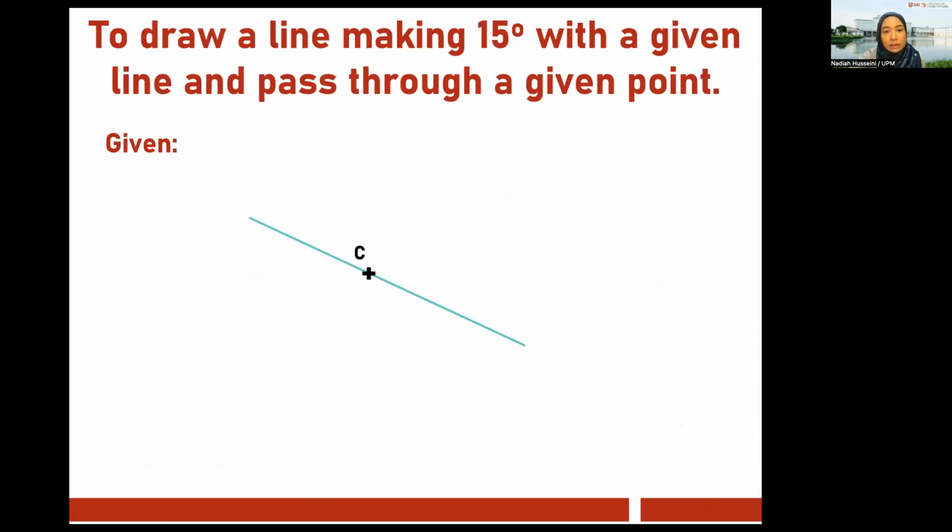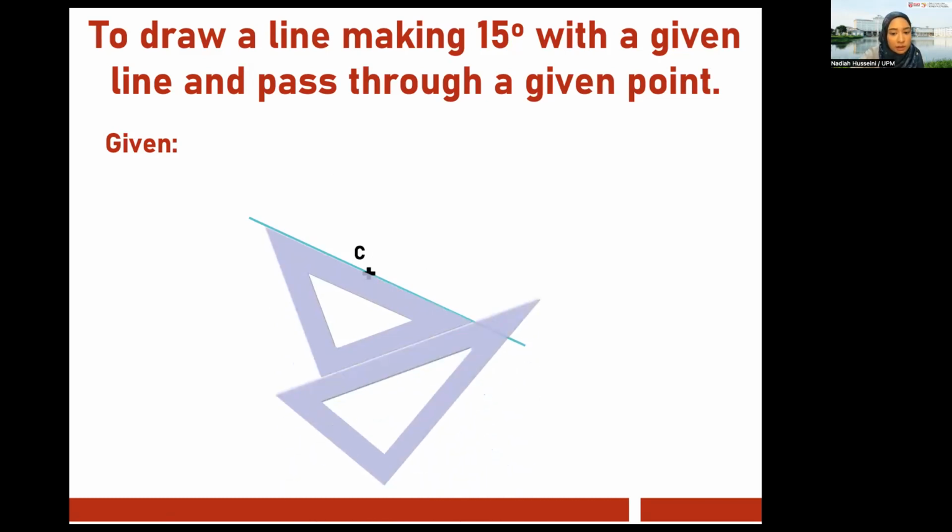Okay, so now how do we draw a line making 15 degrees with a given line and passing through a given point? That's a mouthful. To draw a line making 15 degrees with a given line. So from this line, we want to make 15 degrees, but the 15 degrees must pass through C. So I can make 15 degrees to this side or 15 degrees to this side. It depends on the question. Or if it doesn't say which side, either way is fine. Okay, so here we have our 45 degree triangle, and this is our 60-30 triangle.